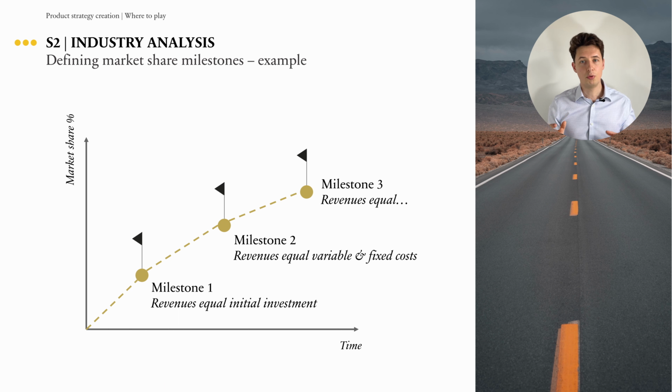Once you know the volume, you should divide it by the total market share and see if that percentage makes sense. As a rule of thumb, don't expect to capture more than 5% of the market the first year. The second milestone that you want to reach is the break-even point. Here you want to take it a step further and compute how much we need to sell before our revenues are covering the fixed and variable costs.